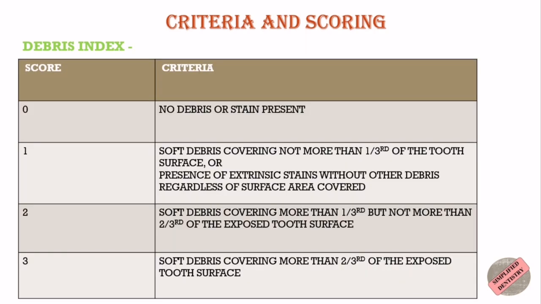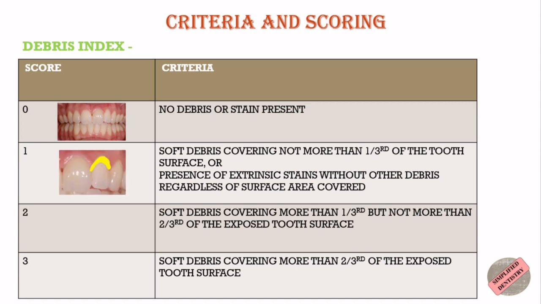Now let's have a look at the criteria and scoring for debris index. Score 0 means no debris or stains present. Score 1 means soft debris covering less than 1/3 of the tooth surface is present, or there is the presence of extrinsic stains without other debris regardless of surface area covered. Score 2 means soft debris covering more than 1/3 but not more than 2/3 of the exposed tooth surface. And score 3 means soft debris covering more than 2/3 of the exposed tooth surface.